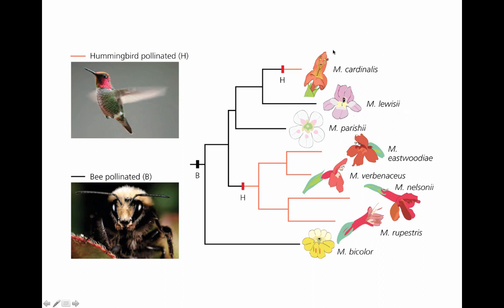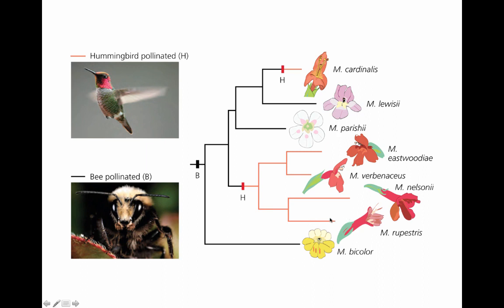M. cardinalis and M. lewisii, you can see by the phylogeny, are sister taxa. And so one thing we would want to know is, what was the phenotype of this common ancestor of the two? Looking at this phylogeny of the whole clade, we can see that it was probably a bee pollinator phenotype. Why? Because the next outgroup out is a bee pollinator flower type, and also the most basal group in the entire lineage is also a bee pollinator type flower.